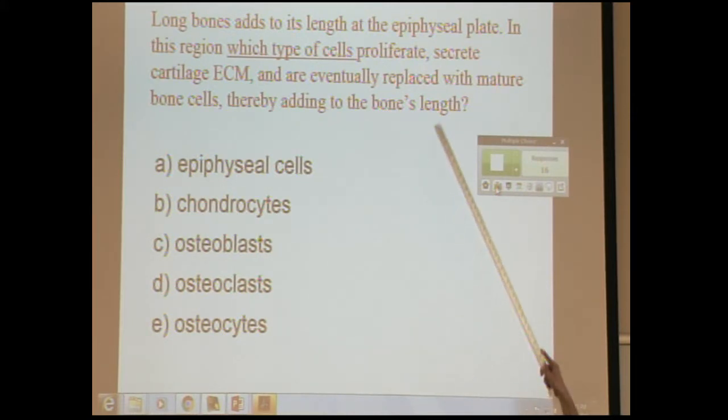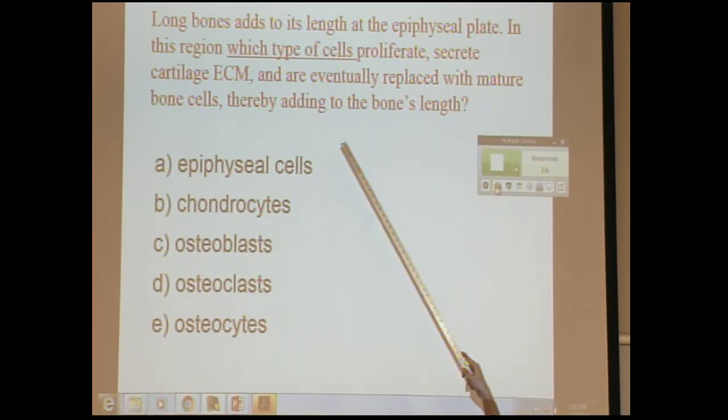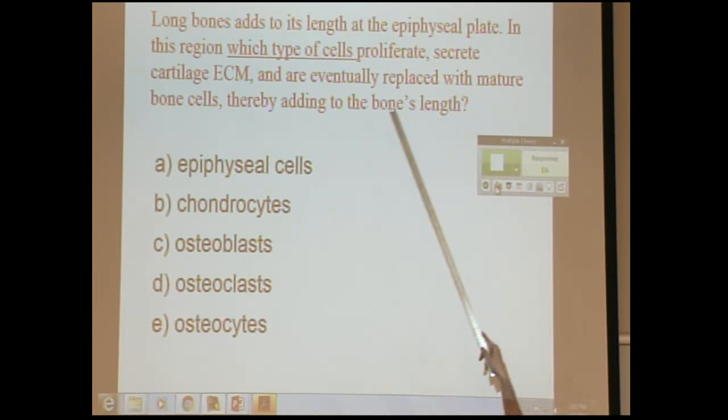So which type of cells secrete cartilage? Chondrocytes. The cell that's going to replace the cartilage with bone, that's the osteoblasts, which is probably what most of you were thinking that question said, I suspect. So which cells make the bone? Is that kind of what you were thinking? The replacement, yeah, but the key part was which cells are actually making the cartilage.